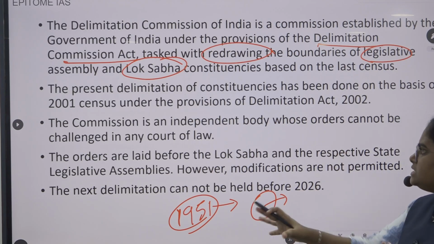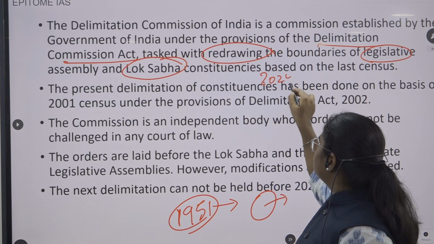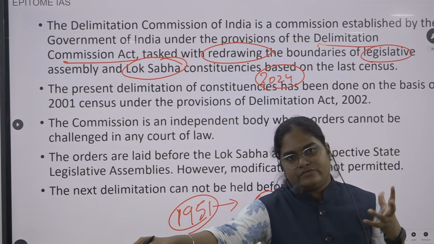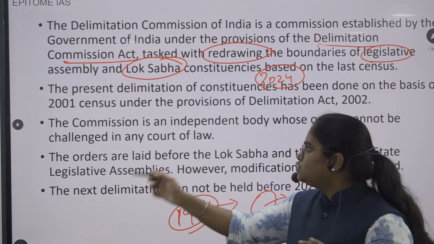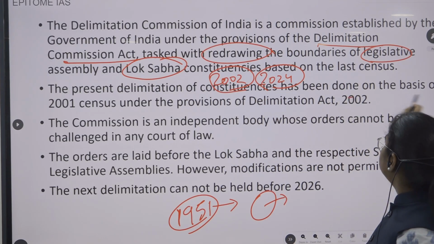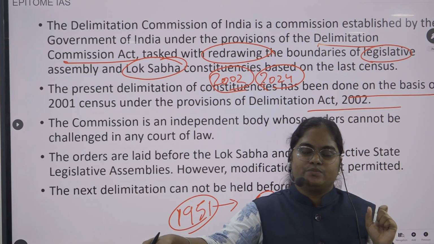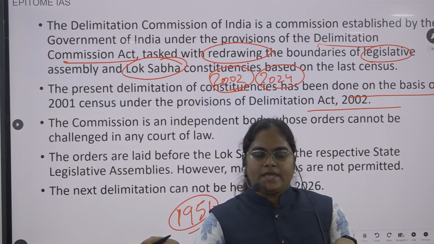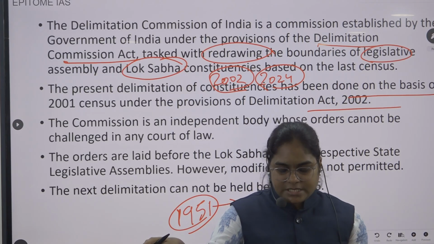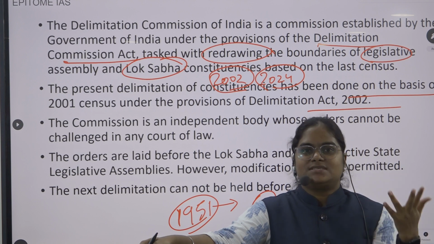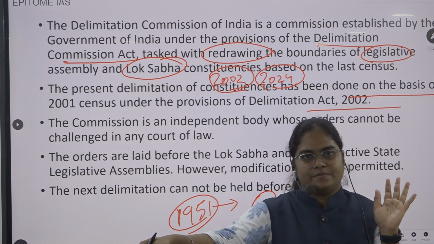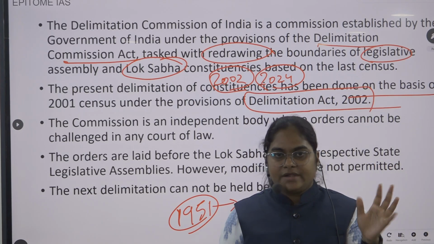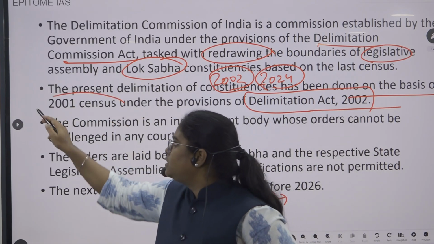Okay, then the present delimitation of constituency. Let's say in 2024 this election happened, right? So which delimitation commission determined the constituencies for this particular election? We are currently using the 2002 one. I told you, the last delimitation commission was constituted in 2002. So this delimitation commission has redrawn the constituencies, and we are still using that only. Why? Because that is the last delimitation commission, and the next delimitation commission will be constituted in 2026. Okay, so till then we'll be using this only. It was constituted by the Delimitation Act of 2002, and based on which census? Census 2001.